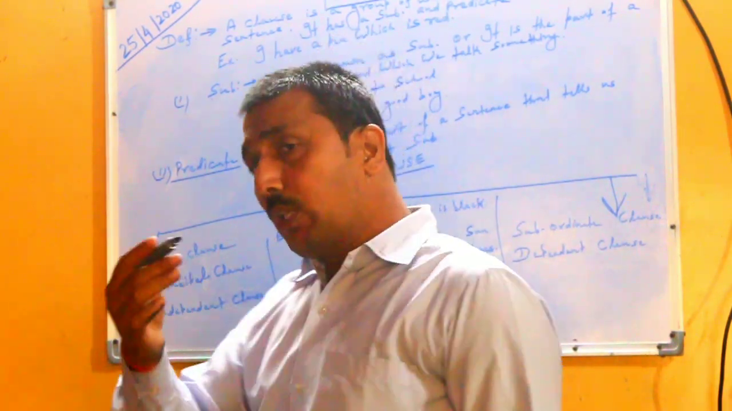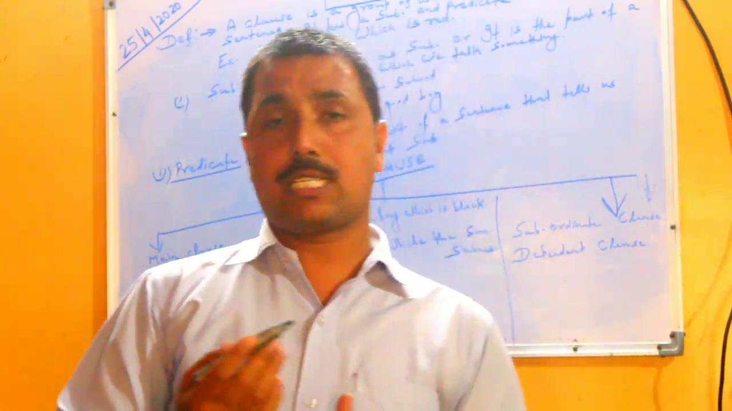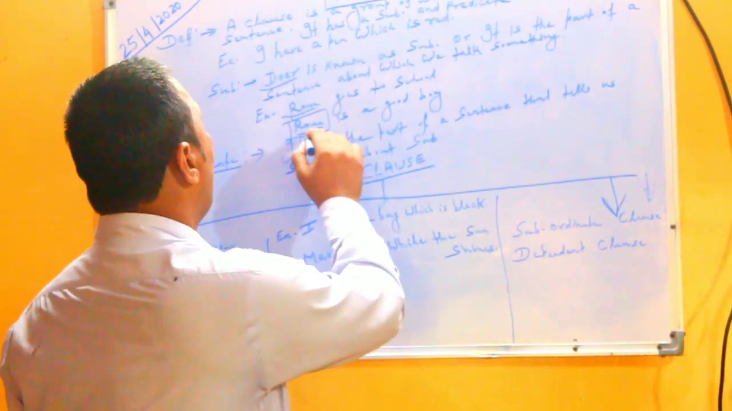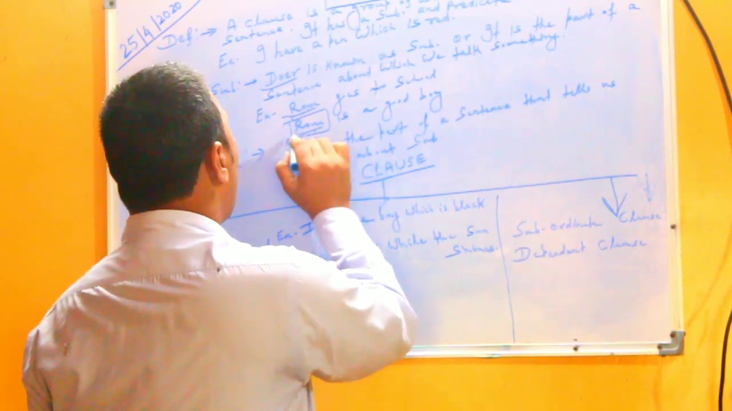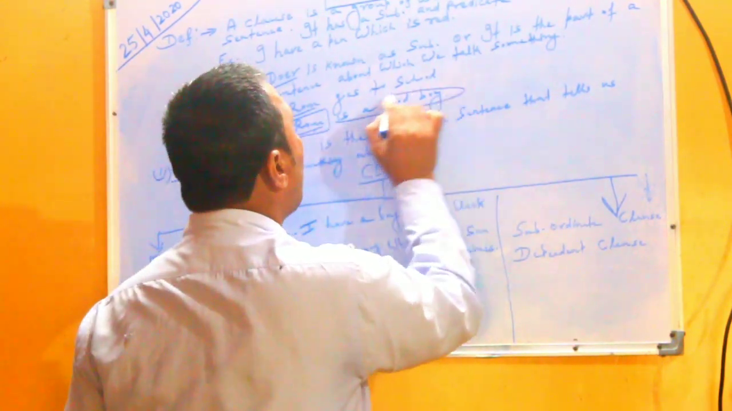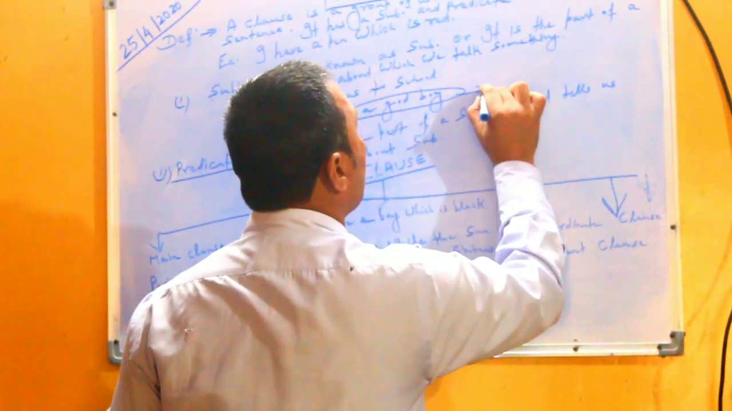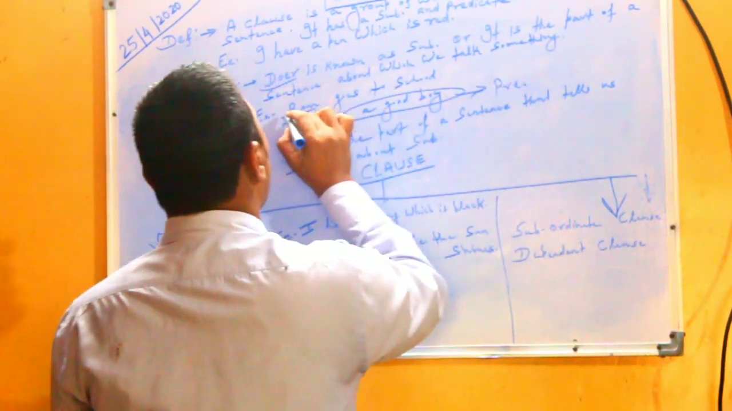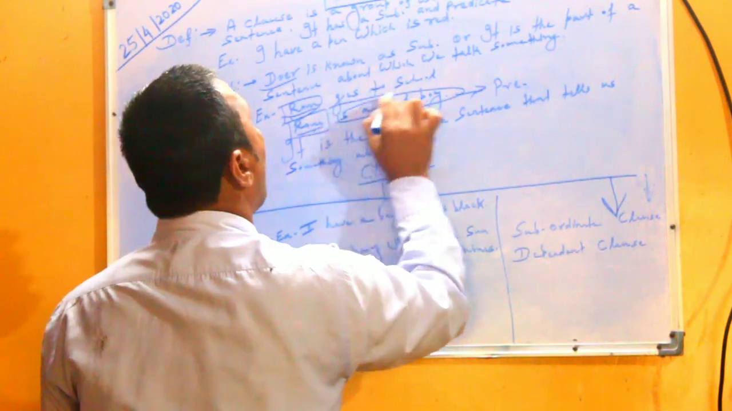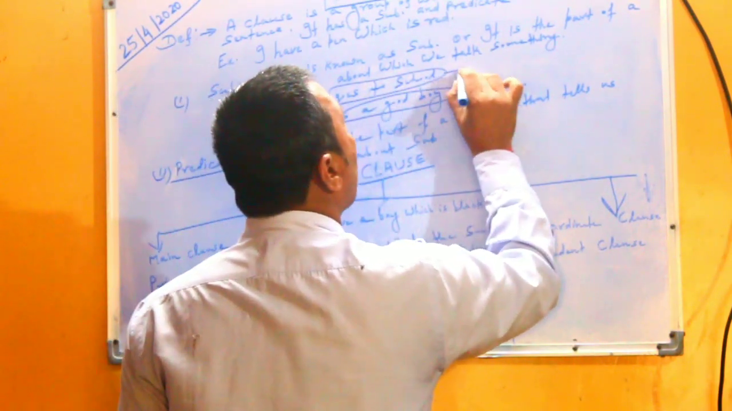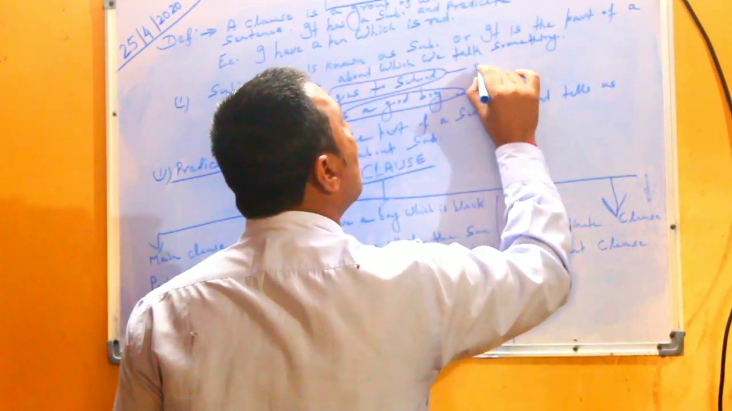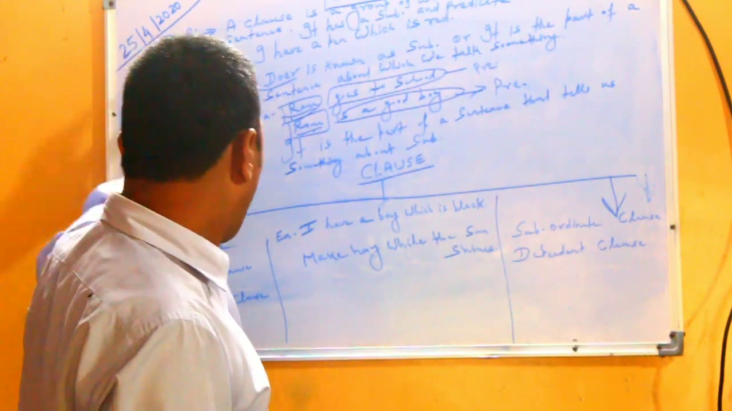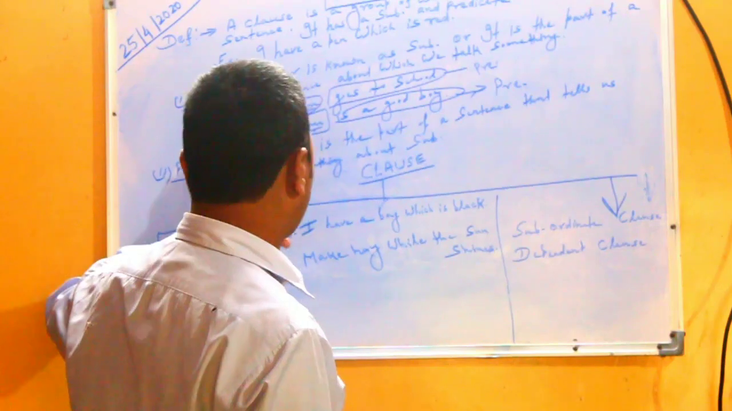Now moving to the next part of the sentence, that is predicate. Predicate is also the part of the sentence that tells us something about the subject. For example, Ram is a good boy: the first part is the subject and the second part is the predicate. Here Ram is the subject and the second part of the sentence is the predicate. So this is all about subject and predicate.